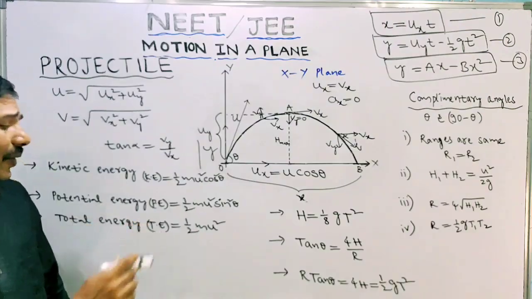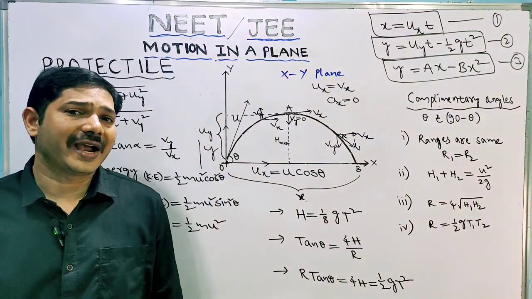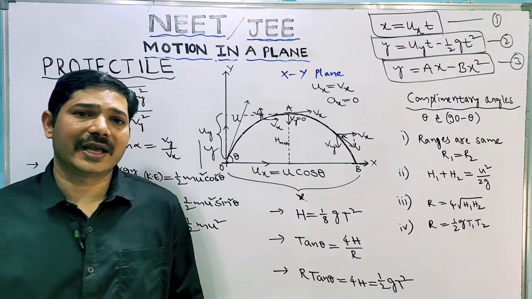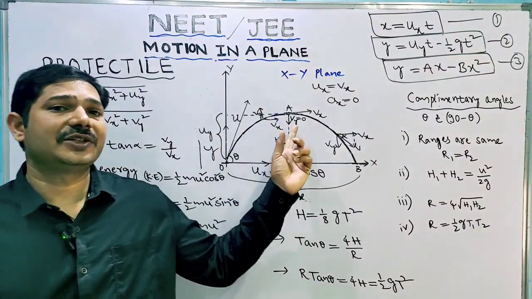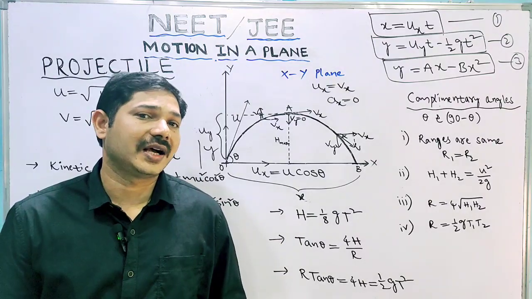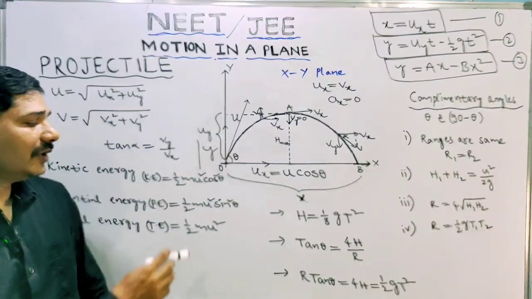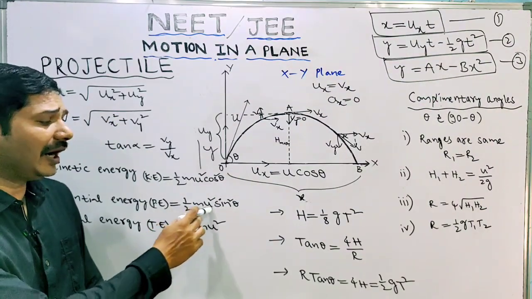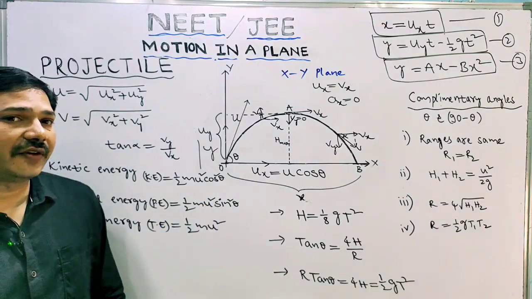Like that, the potential energy. The potential energy formula is mgh, where h means h max. The h max formula is u square sin square theta by 2g. So that is why we get half m u square sin square theta.